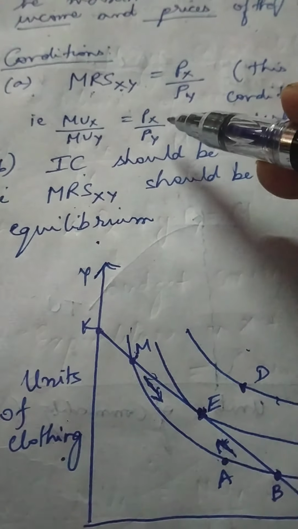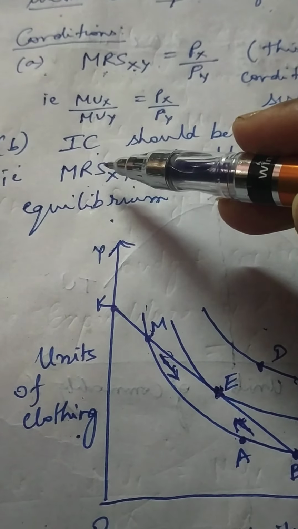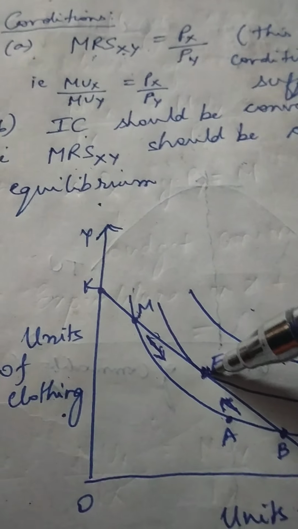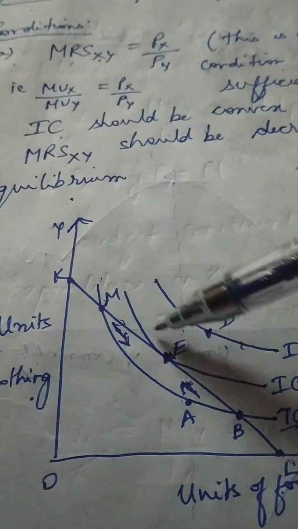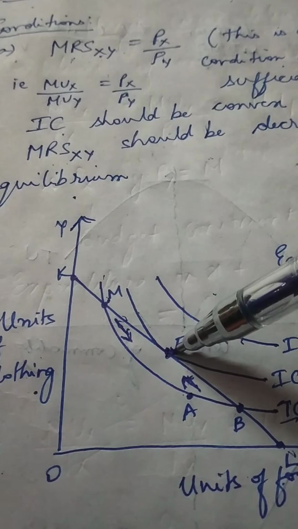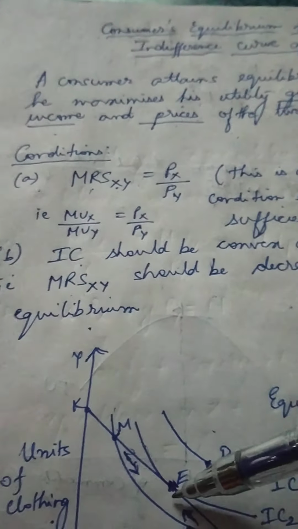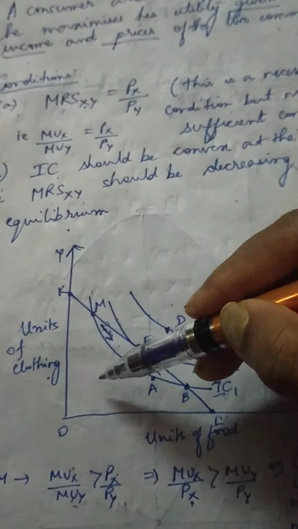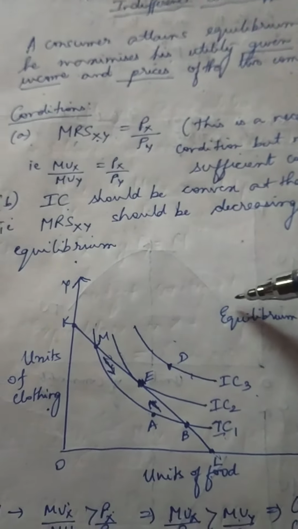But it is only a necessary condition, not the sufficient condition. So we look at the second equilibrium condition, whether it is satisfied or not. Here again see, at point E the IC is convex to the origin. That means both the equilibrium conditions are satisfied. So point E is the consumer's equilibrium using the indifference curve approach. So this is the consumer's equilibrium using the IC approach.